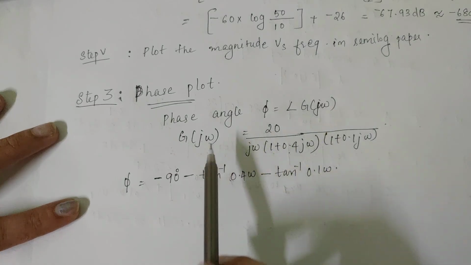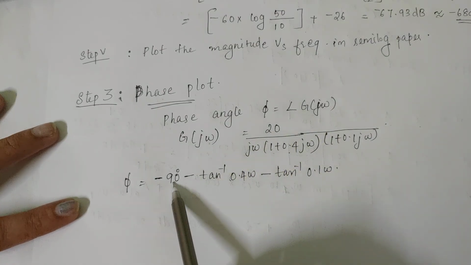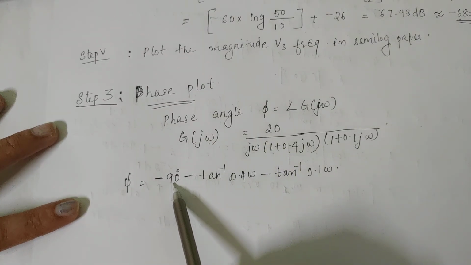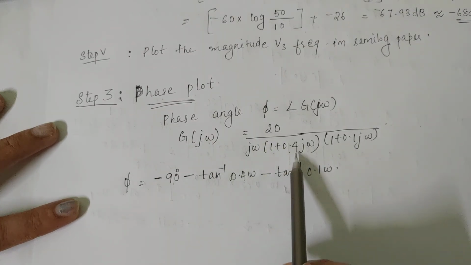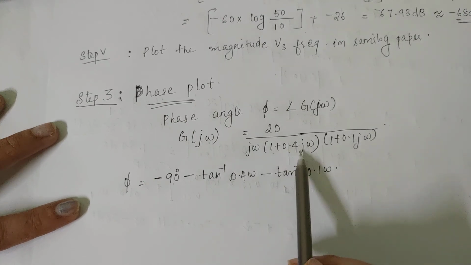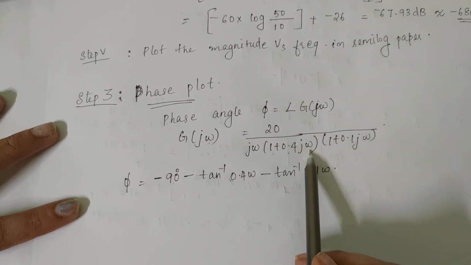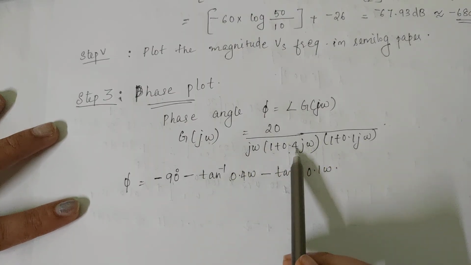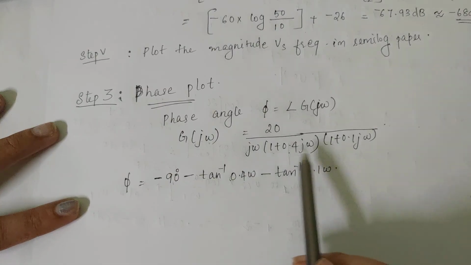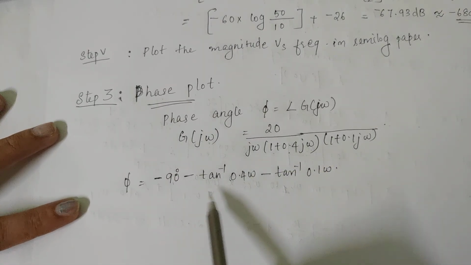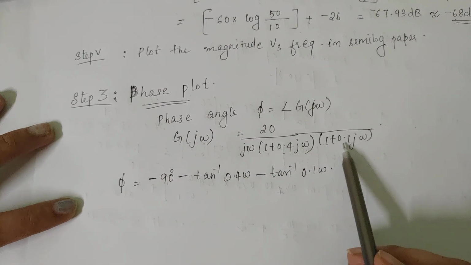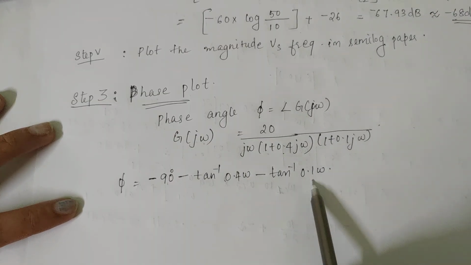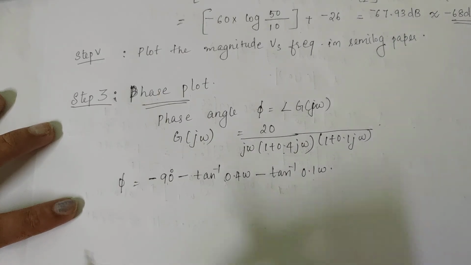Okay, so for this I have minus 90. If it is j omega square, then it will be minus 180. Now for this I have tan inverse b by a. Since it is in the denominator, it will come minus tan inverse 0.4 omega divided by 1, that is 0.4 omega, and for this term it is minus tan inverse 0.1 omega by 1. Okay, so tan inverse 0.1 omega.